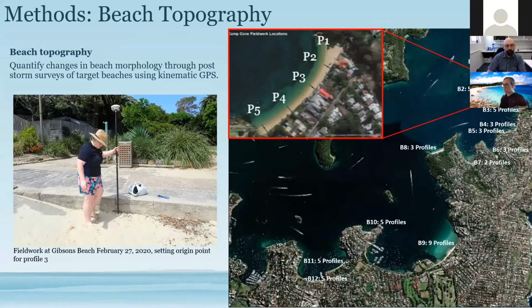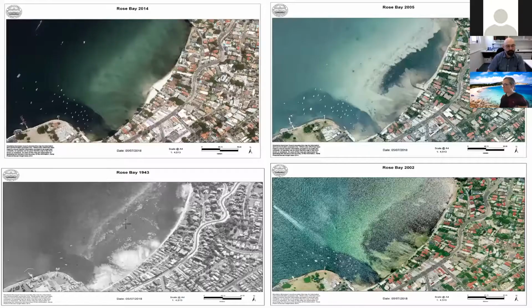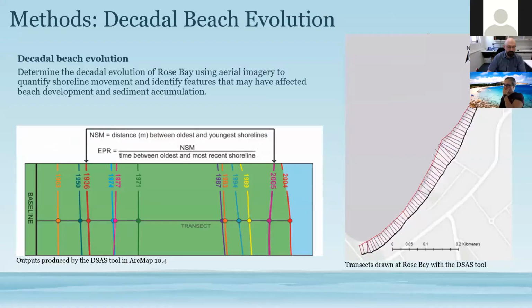Decadal evolution at Rose Bay was determined using 6 aerial images, I've shown 4 here, covering 75 years from 1943 to 2018. Images were georeferenced using permanent fixed features with a minimum of 20 control points per image. Shoreline traces from historical images were then merged into a single feature class, and shoreline displacement was calculated by drawing cross-shore transects using the digital shoreline analysis system in ArcMap 10.4 with a total of 74 transects.